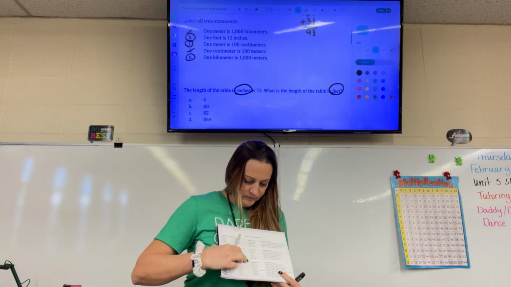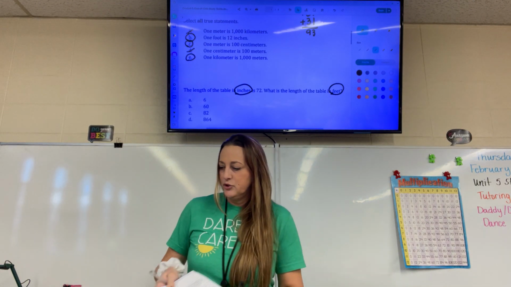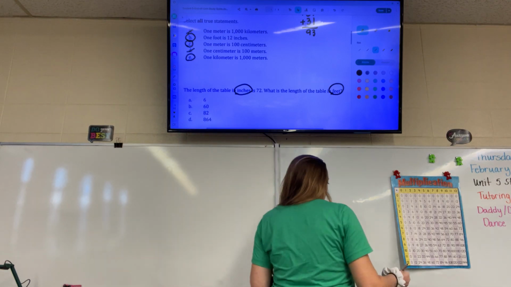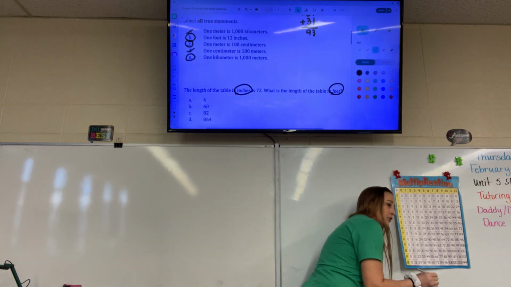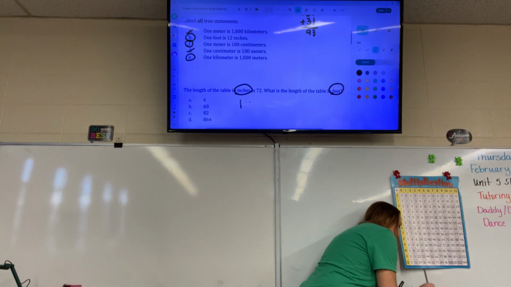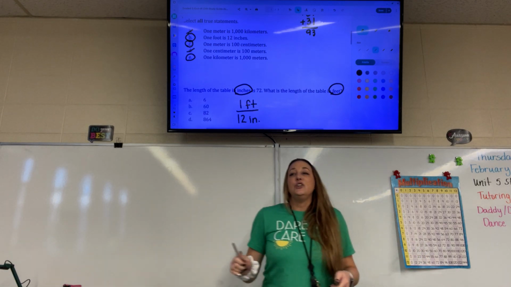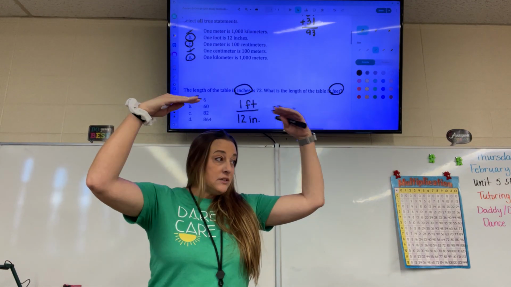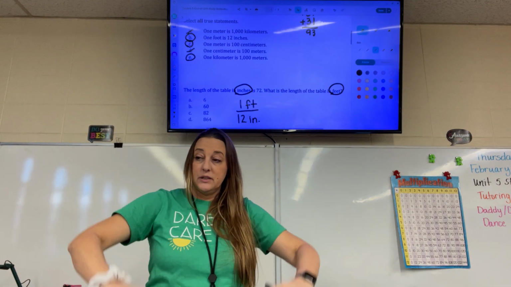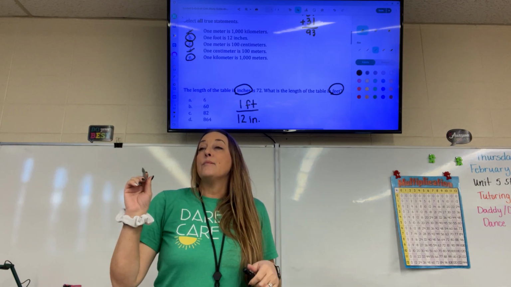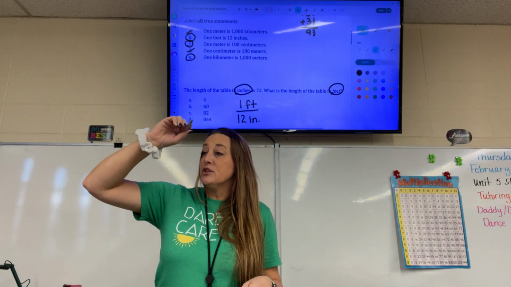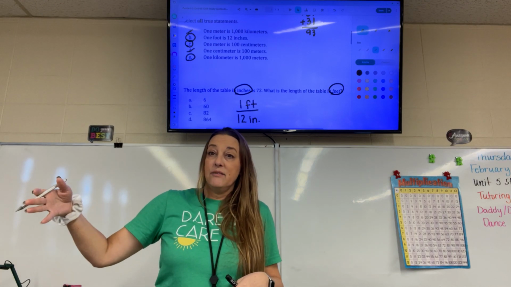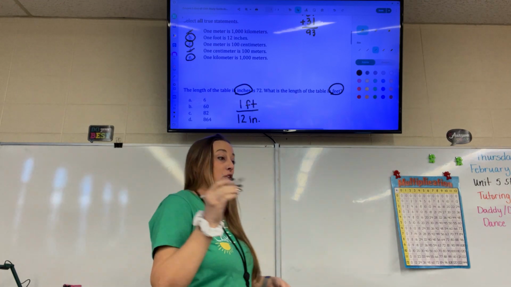1 foot is how many inches? 12. So here's what I want you to write down. The conversion factor, which is 1 foot equals 12 inches. I have said to you guys a lot of times over this year that if you do it to the top, do it to the bottom. If you do it to the bottom, do it to the top. Fractions, the way they work, you can also do, if you do it to the left, you do it to the right. Let me show you what I mean.